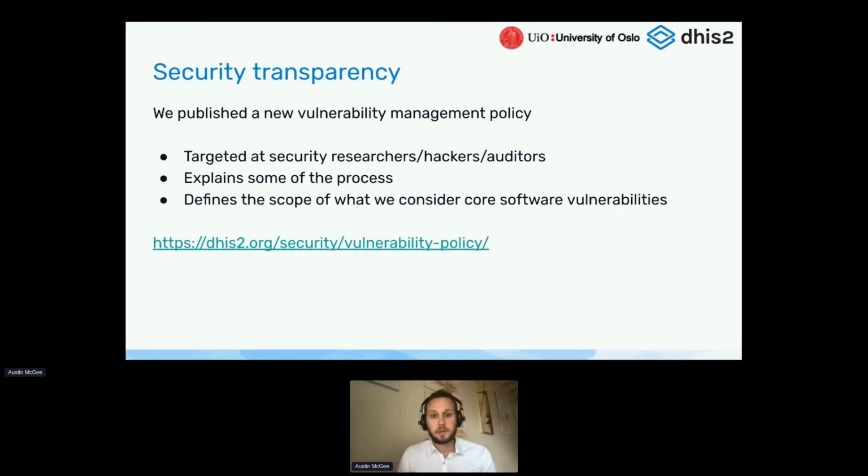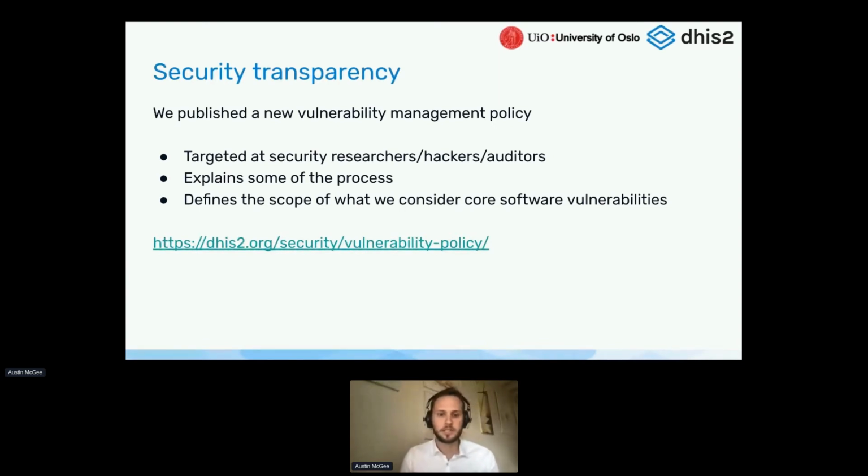This is part of the transparency initiative that we have with the security team. And as another part of that, we've published a vulnerability management policy, which basically is a message to anyone who is looking at DHIS2 and trying to identify vulnerabilities or weaknesses in the security of the system, particularly when it comes to software hardening or software vulnerabilities themselves. And it explains the process, how we approach triaging and responding to those reports.